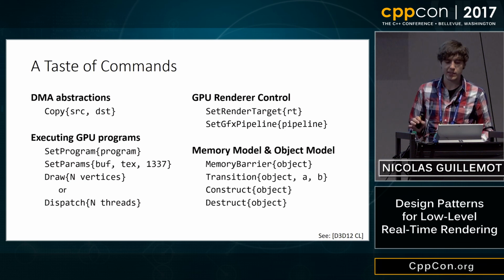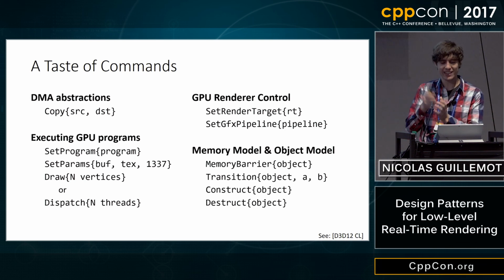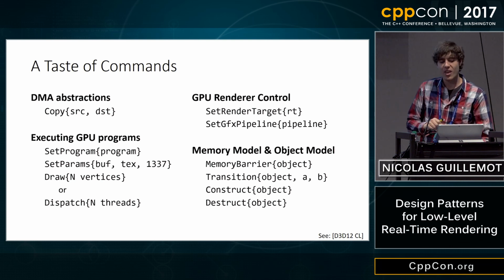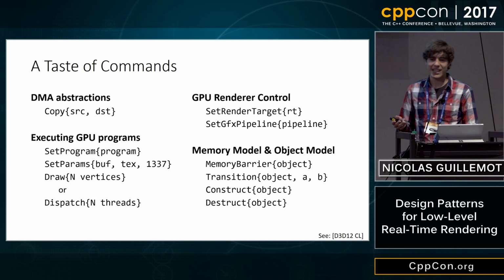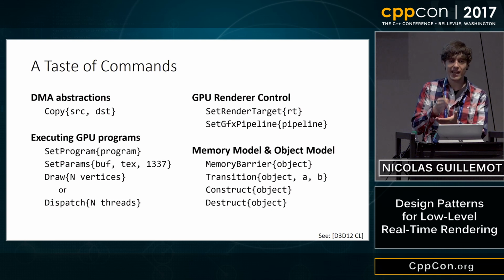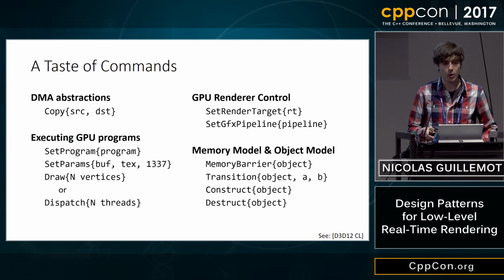And finally, this is one of the most abstract sets of commands. There are commands for managing the memory model, which I call the object model. For example, if you want to deal with data hazards, you may need a memory barrier to say that the writes that have happened previously should be done before we move on. Those are the kinds of things that you have to care about when you write some kinds of programs.